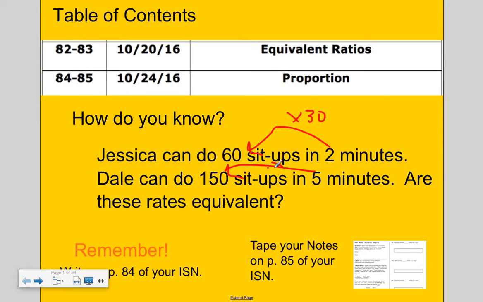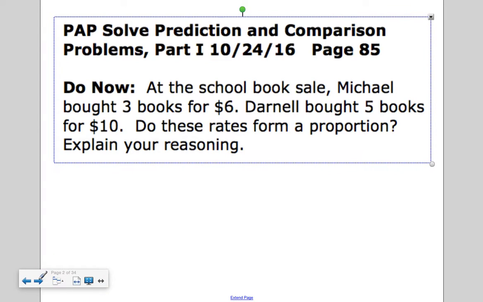So they are equivalent. Another way I can do it is I can find a unit rate. I can break this down per minute. Each minute, 1 minute. So Jessica can do 30 sit-ups every 1 minute. And also, if I divide both numbers by 5, Dale can do 30 sit-ups in 1 minute. So they're equivalent. So they make a proportion. A proportion are equivalent rates, ratios, or fractions.